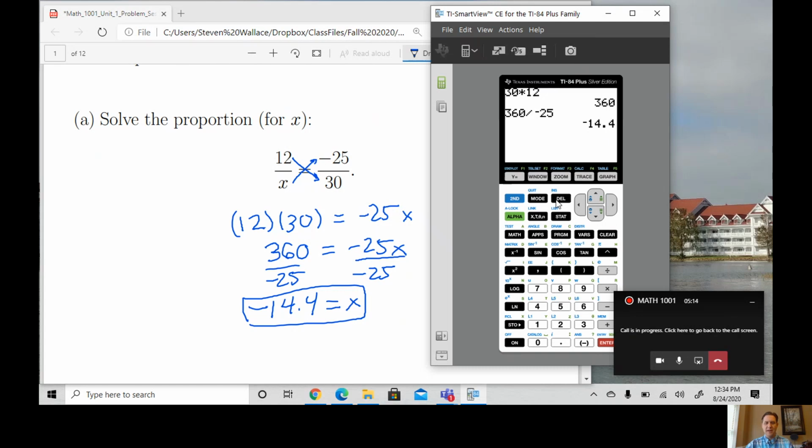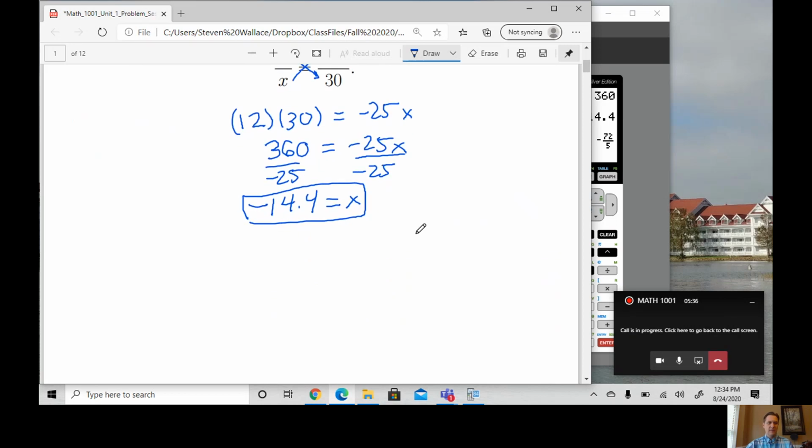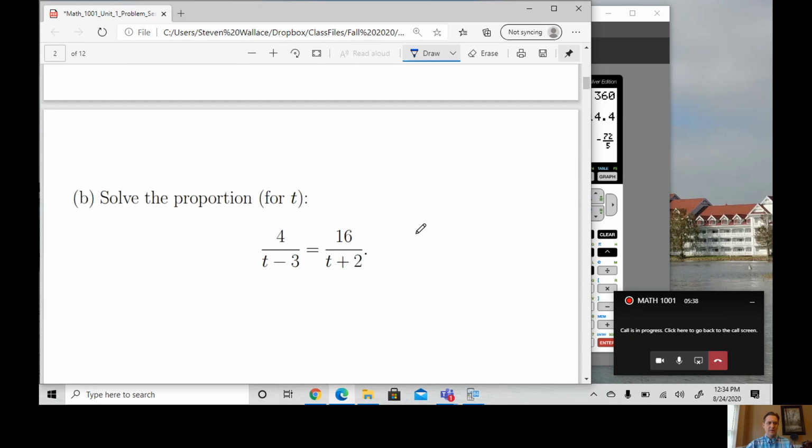Say you needed a reduced fraction. Your calculator does that for you. You can go to Math, arrow frac, and then if you need to, you can make an improper fraction this way. That's in lowest terms. So another way to write this would be negative 72 over 5. Okay. What's the next one?